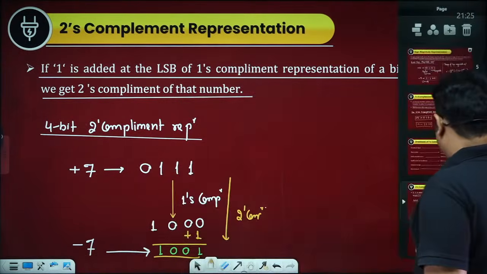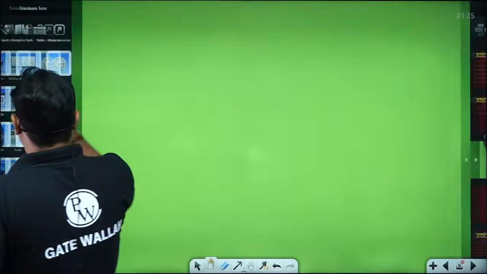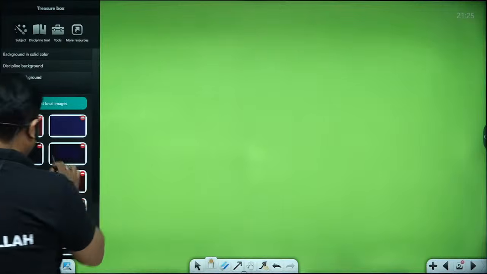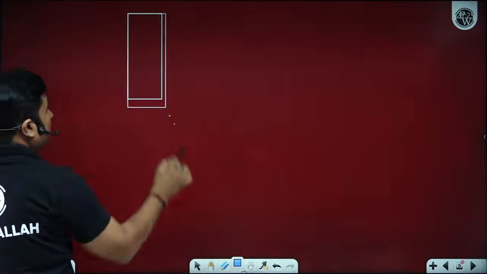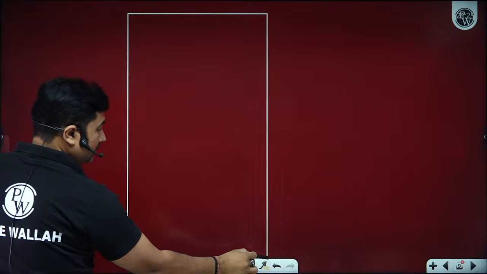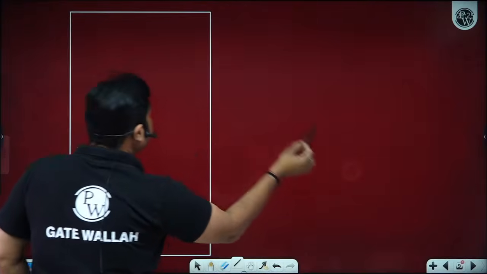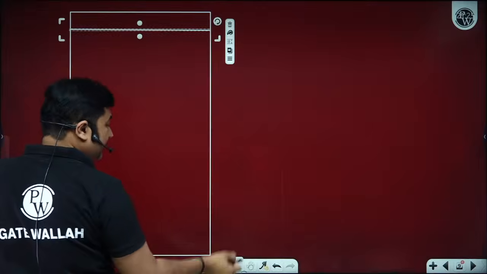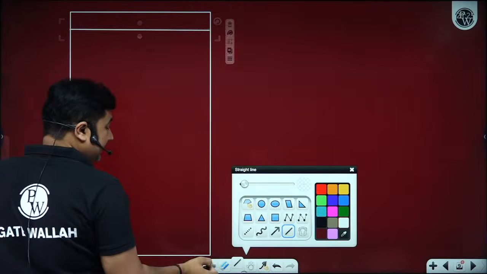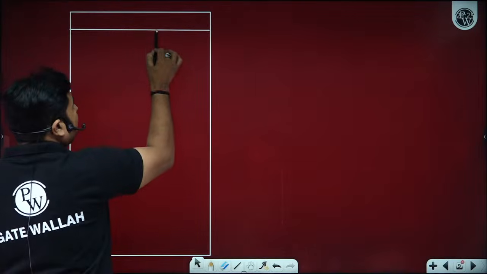Please observe here how to represent any 2's complement number. I need your concentration. In 2's complement, the most significant bit will be treated as negative. Everything else will be treated the same as in binary.